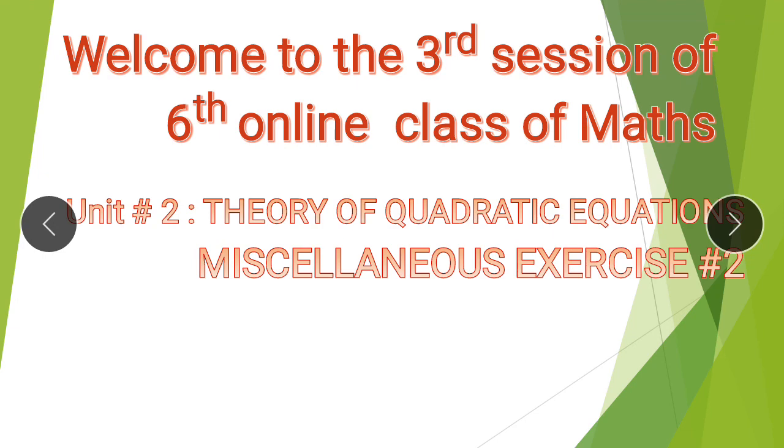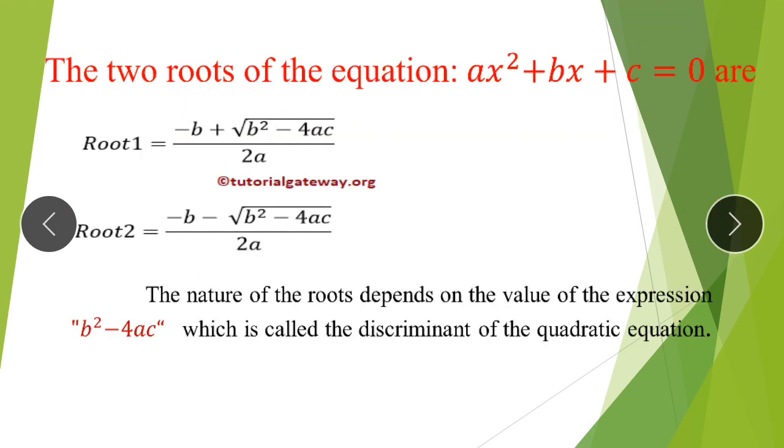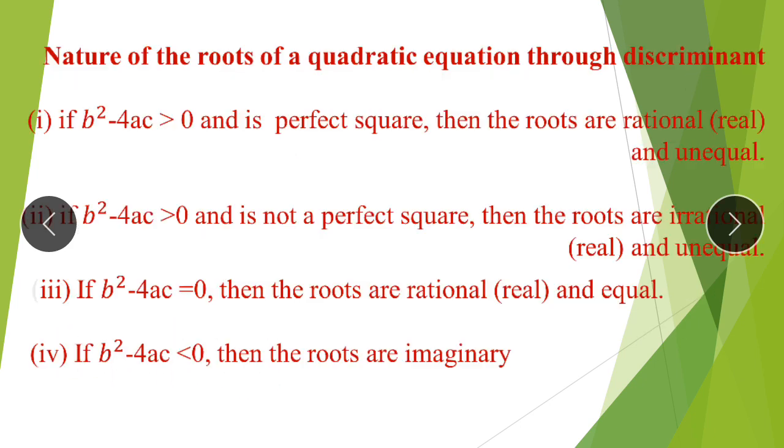But before proceeding towards that activity, let's first of all revise Unit 2. In the first topic of Unit 2, we discussed the nature of the roots of a quadratic equation. The nature of the roots is determined by this expression, b square minus 4ac, which is known as the discriminant. In other words, if we are interested in finding out the types of the roots even without solving the quadratic equation, it can be determined with the help of the discriminant. Let's see how the nature of the roots is determined with the help of the discriminant.